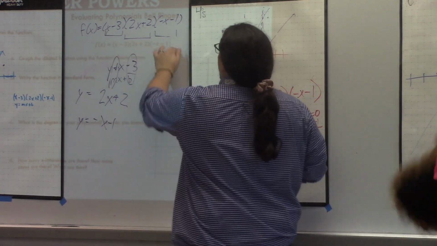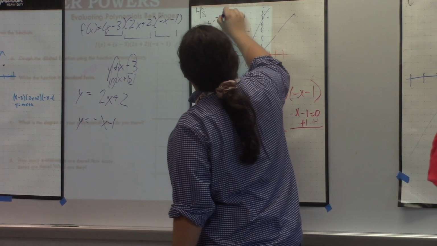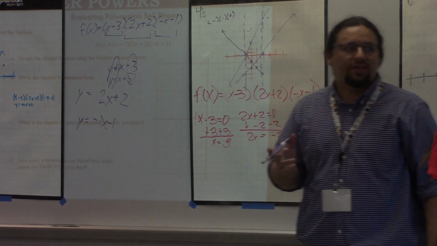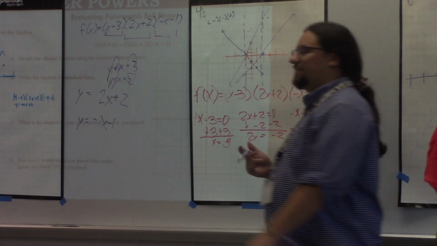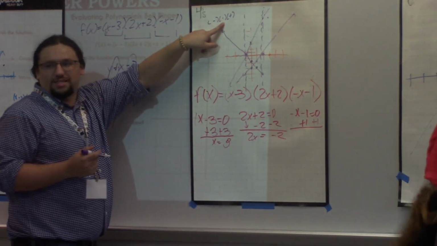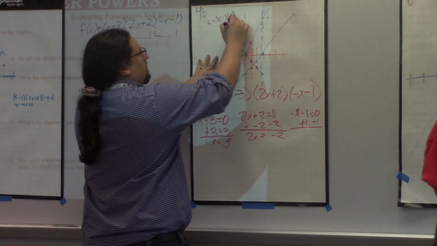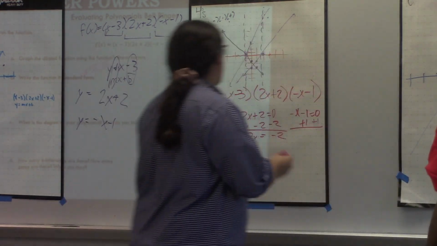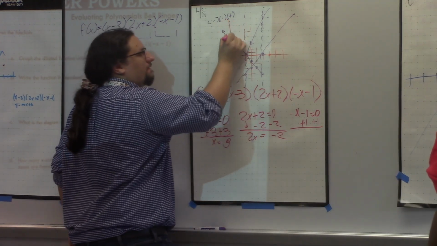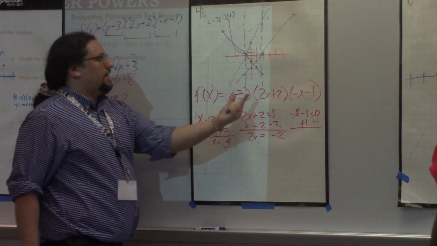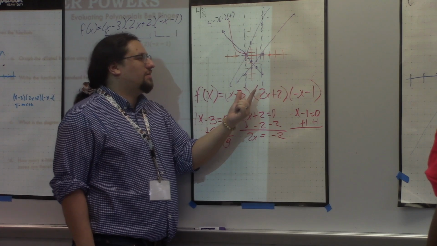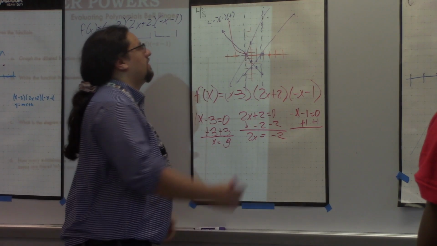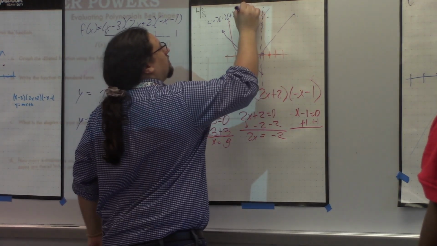So we multiply them together. What's a negative times a positive? Negative times a negative is a positive, and positive times a positive is positive. So we know that we are going above the x-axis. What about in between here? I have a negative, negative, positive. What's a negative times a negative times a positive?